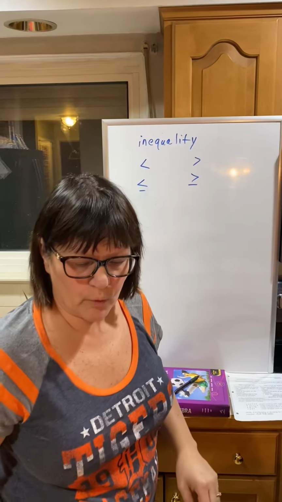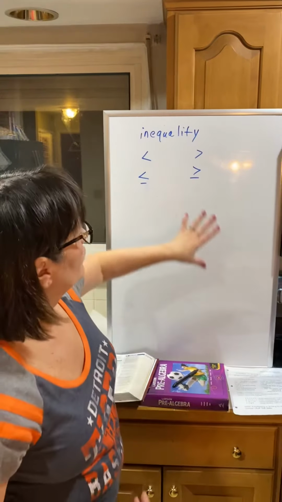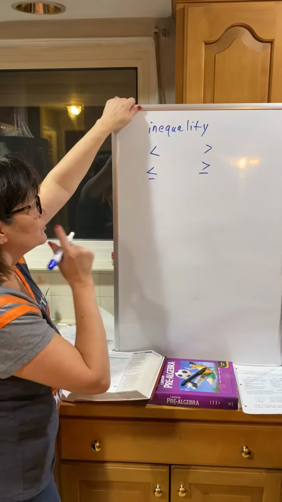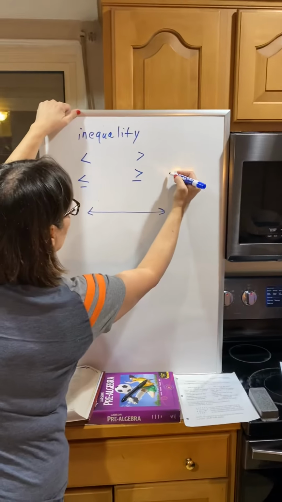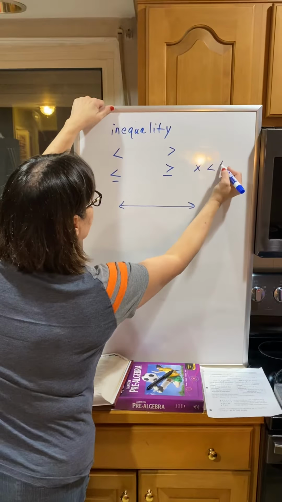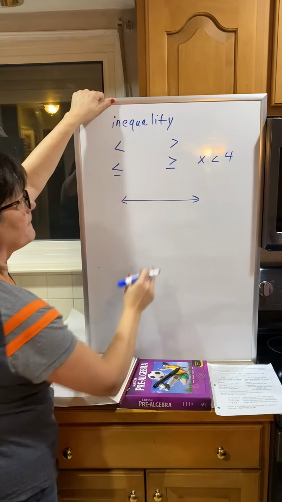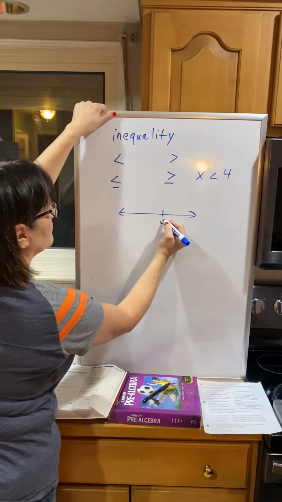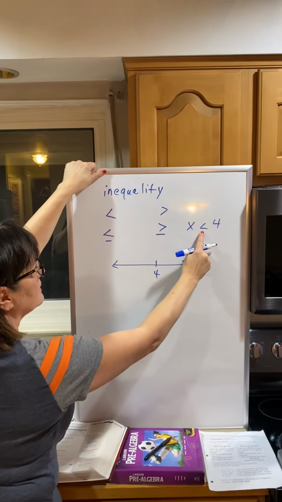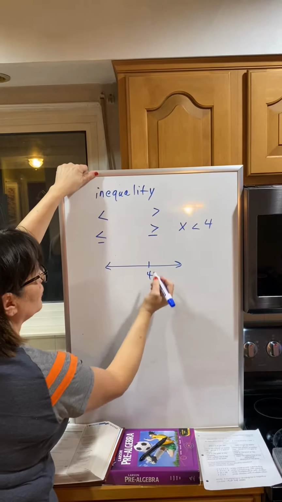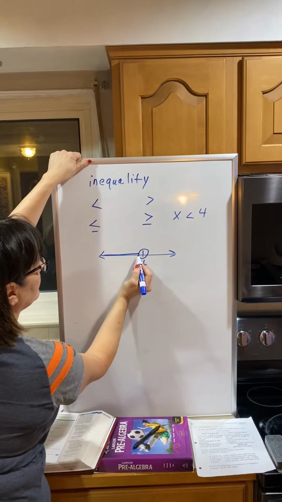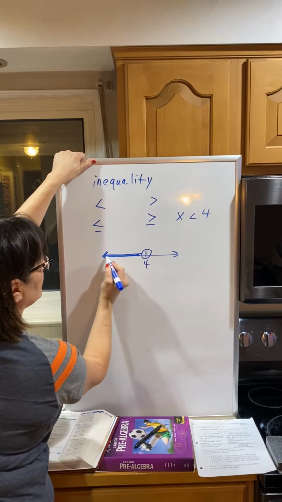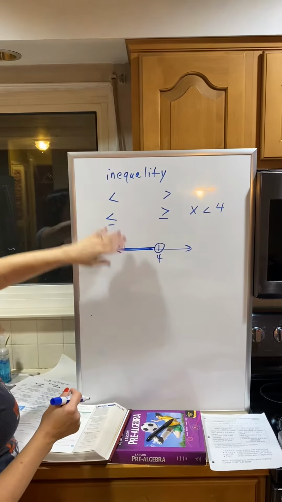I'm sure that you remember those. Okay, so what we're going to do is use those for graphing. So if I have this inequality, x is less than 4, I find 4 on my number line, and it says it's less than. So I'm going to circle it and color everything that comes to the left. X is less than 4.